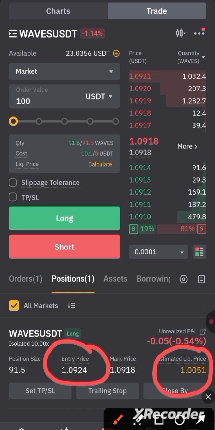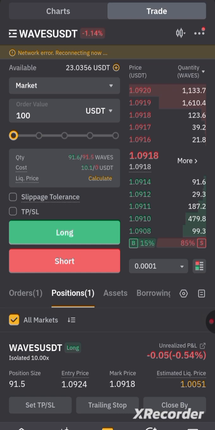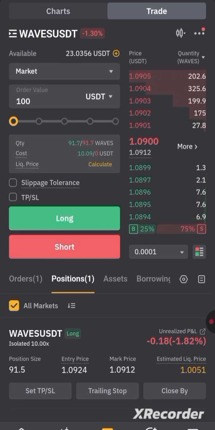Liquidation price is always far from the market price and the entry point. So the more you are adding to this trade, the more you will be safe in this particular trade. So this is all about the DCA strategy. Do you understand?